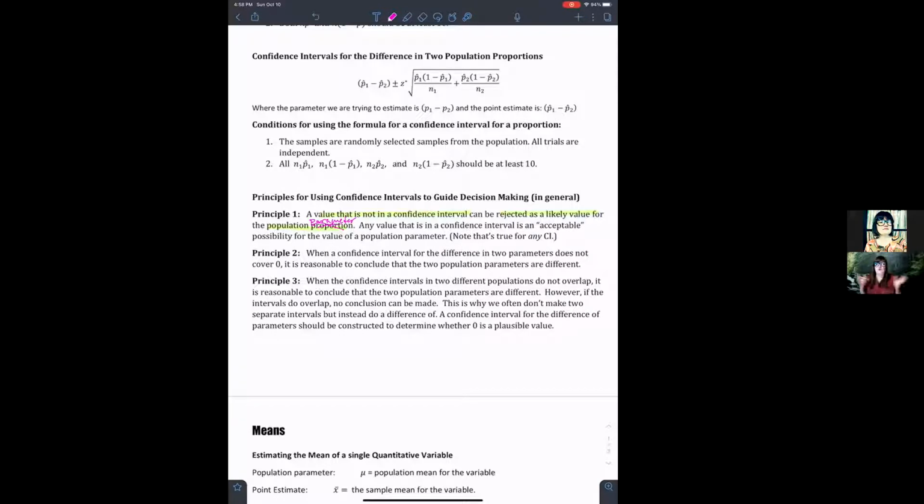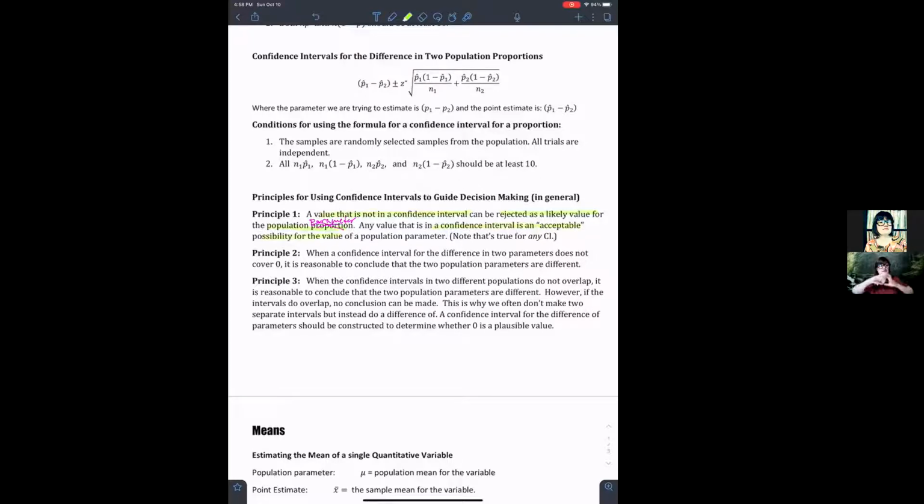So if I do a confidence interval for a single mean, a single proportion, difference of means, difference of proportions, difference of paired means, any of those, what I'm going to say is if a value that I'm curious about is not inside of my confidence interval, then you can reject it out of hand as an acceptable value for that particular parameter. Whereas if my value is inside of it, then it is an acceptable possibility for that value.